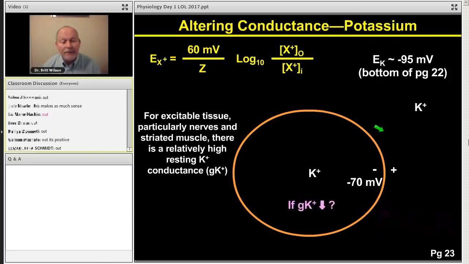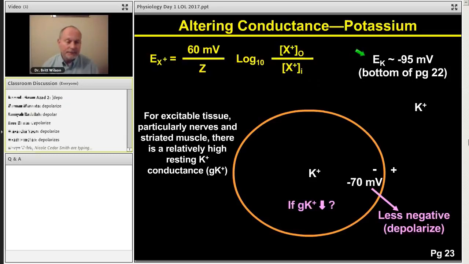All right. If I decrease potassium conductance, what do you think is going to happen? Depolarize or hyperpolarize? Remembering I have a high resting conductance. I'm going to move away from that, so you're going to depolarize. Excellent. See how to work with it. You're nailing it. Excellent.